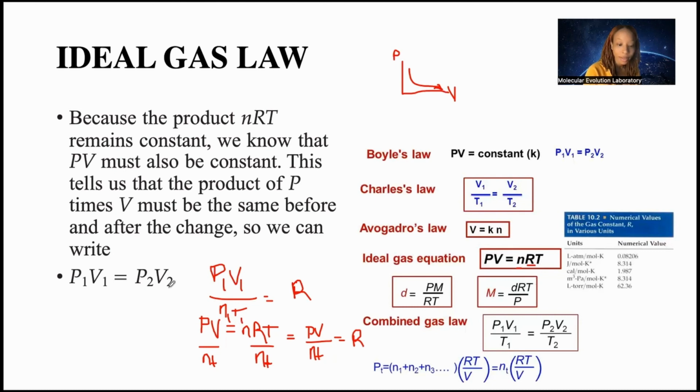Similarly, P2 times V2 divided by N2 T2 equals R, where R is also constant. So we basically can say P1 V1 divided by T1 is equal to P2 V2 divided by T2. And remember that N is the number of moles. So this would basically be the combined gas law.